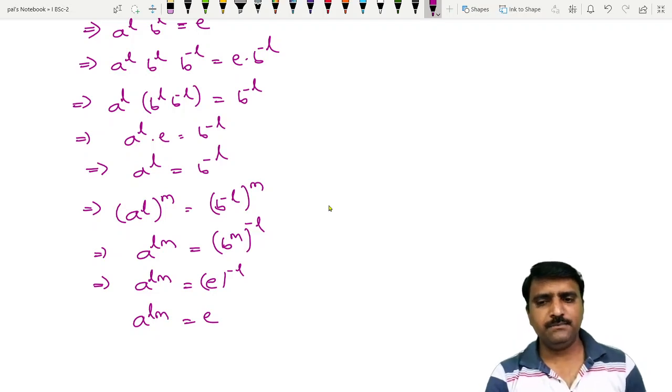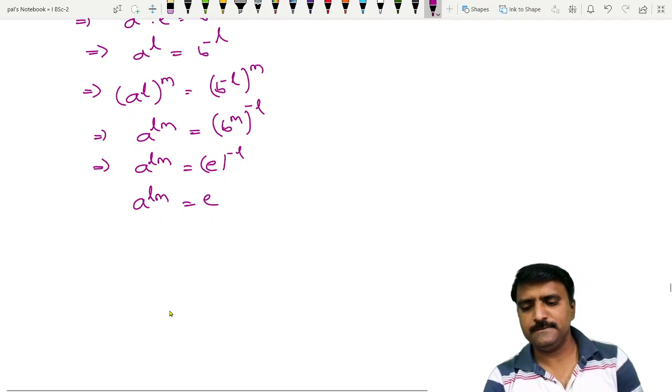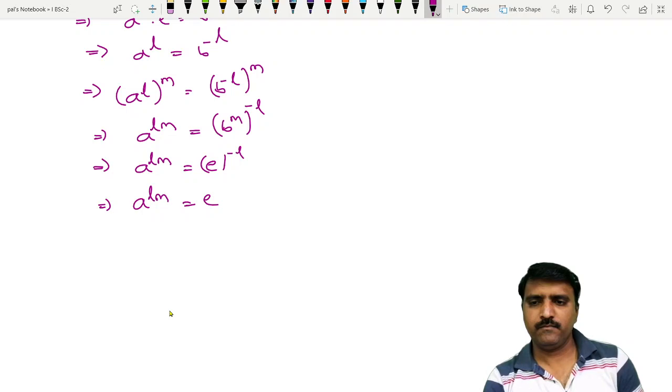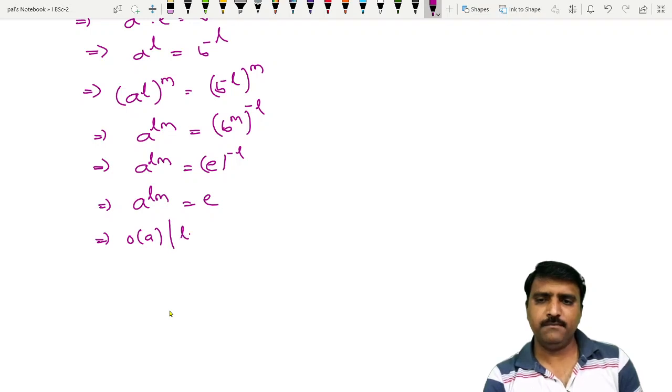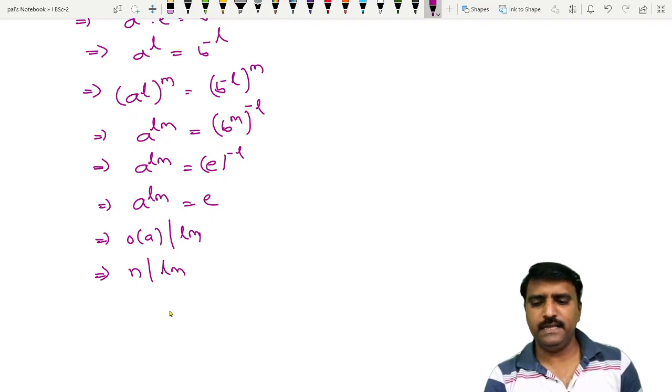So a to the power of Lm is e means order of a is less than Lm, which implies that order of a divides Lm. Which implies that, what is order of a? Order of a is n, so n divides Lm.